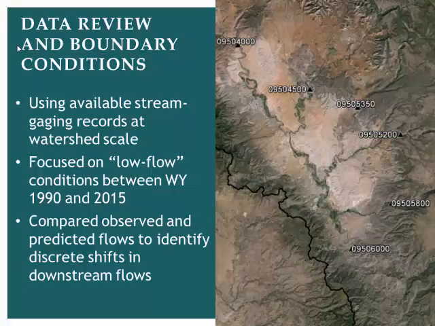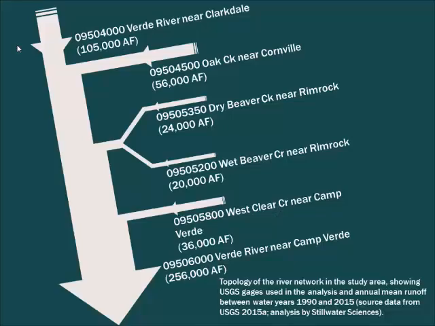And then we want to compare observed and predicted flows to discrete shifts in downstream flows. So we are going to essentially look at how the upstream contributions relate to the downstream. What are these predicting, and what are we actually observing at the downstream gauge?